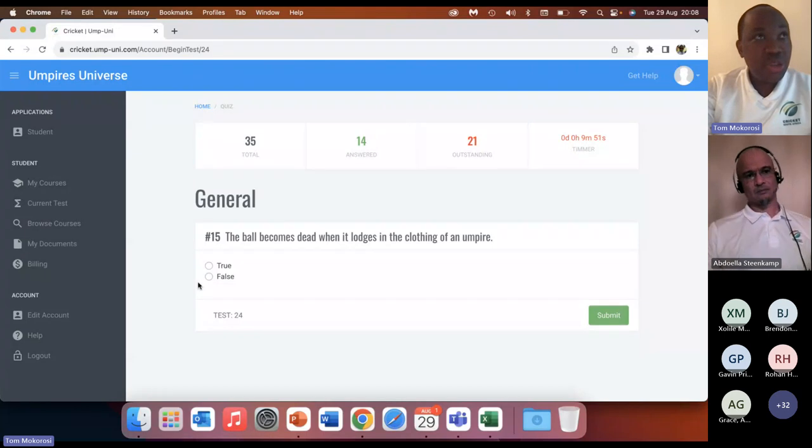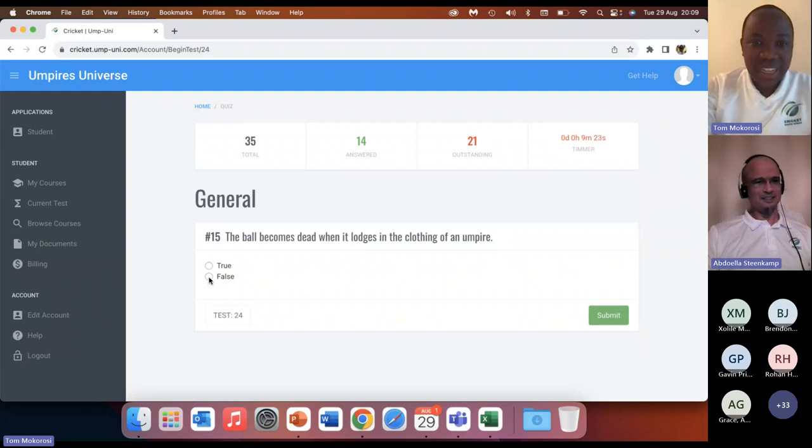That is a good question. If it lodges in the clothing of the striker, yes. If it lodges in the clothing of a fielder, no. If it lodges in the clothing of an umpire, Abdullah, please give us your expert opinion on this one. Well done, Tolile. Did she say true? I think she said false, if I'm not mistaken. I'm getting old. Yeah, it becomes dead when it lodges in the clothing of the umpire. That is true, Tolile. Tricky one.